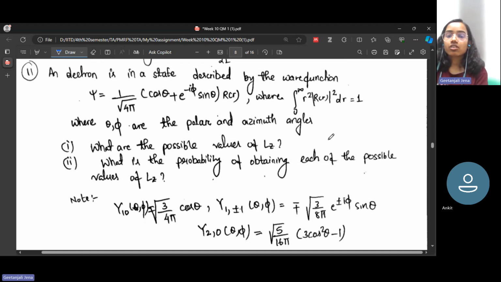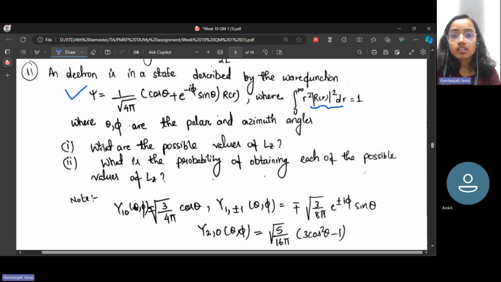So the next question is based on the hydrogen atom problem. It is given that an electron is in a state described by the wave function psi equal to 1 by root over 4 pi (cos theta plus e to the power minus i phi sin theta) times R of r. And one condition is given: the integration of r square and mod of R square dr is 1. Theta and phi are the polar and azimuthal angles.